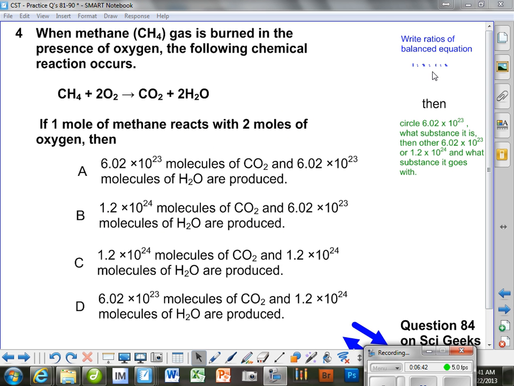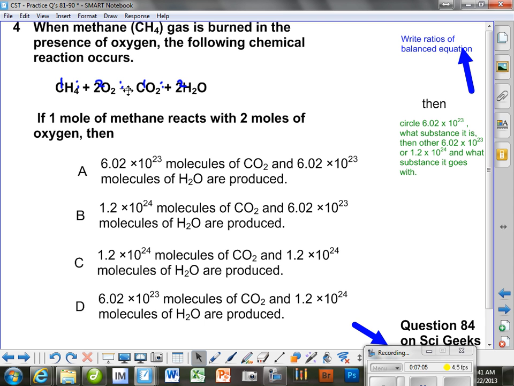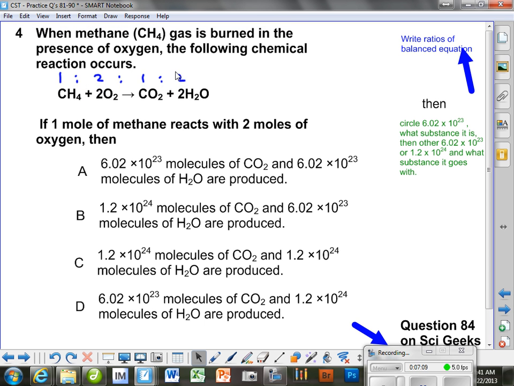Okay, in this question, our first job is going to be to balance the equation. So, to look at the ratios of the balanced equation, and as we get this one out here, we can see what the ratios are. I think it's important for you to actually look at those ratios separated from the balanced equation, and that kind of helps you go on.